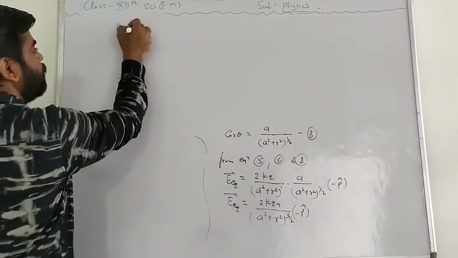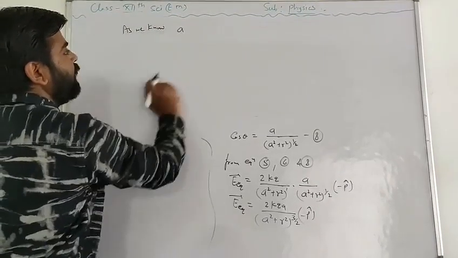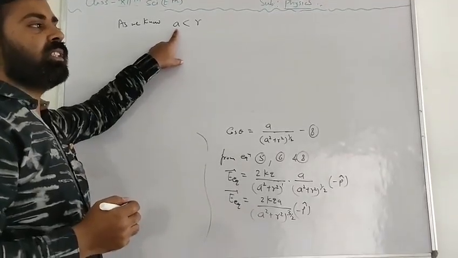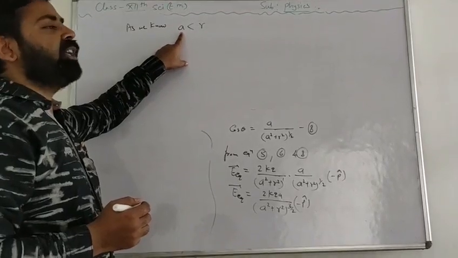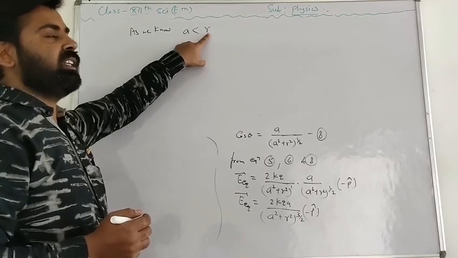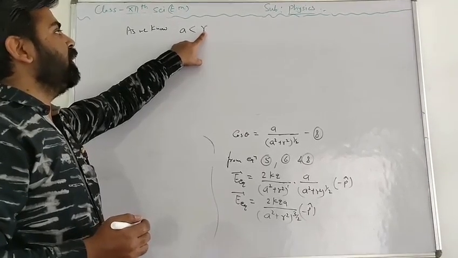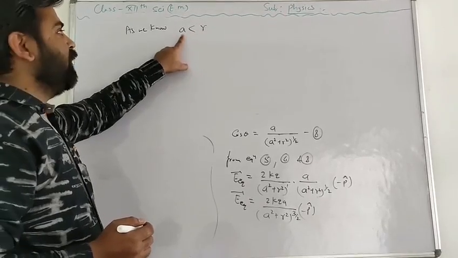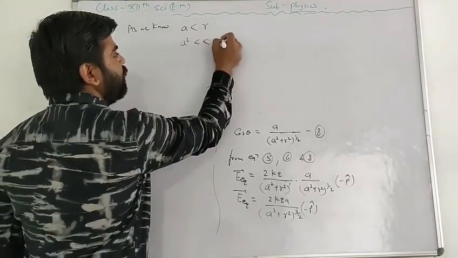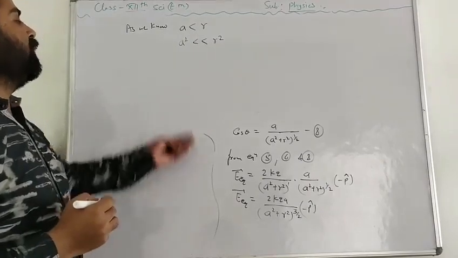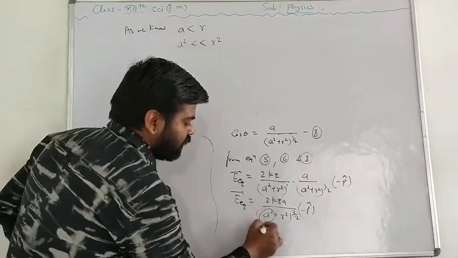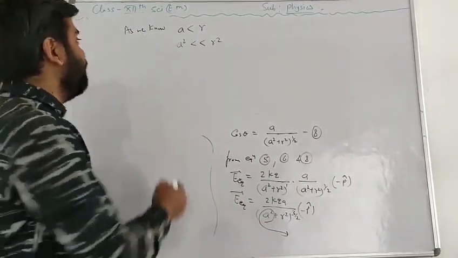As we know, small a is less than small r. Small a is half the distance 2a between the two charges of the electric dipole, which is very short, and small r is the observation distance from the center of the electric dipole to point P. Small r is much greater than small a, so a square is very small compared to r square. So a square is negligible as compared to r square. So we remove this term and rewrite the equation.